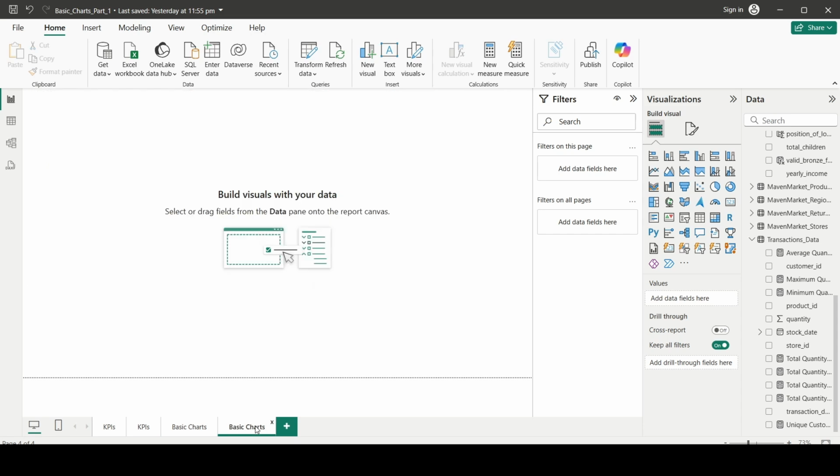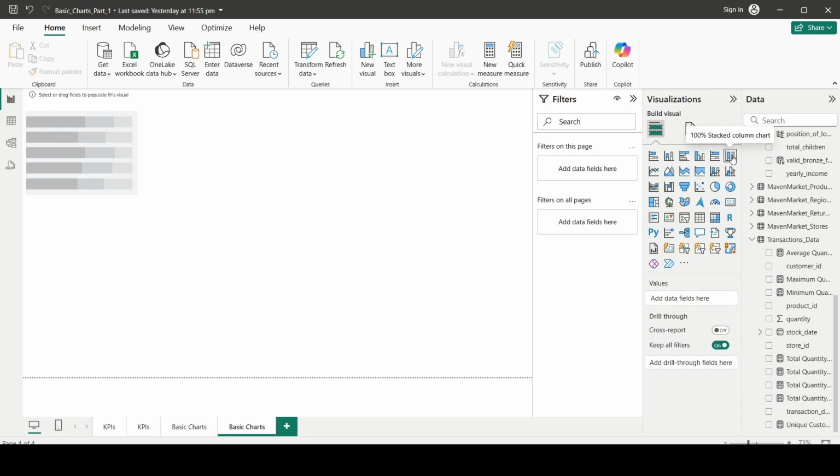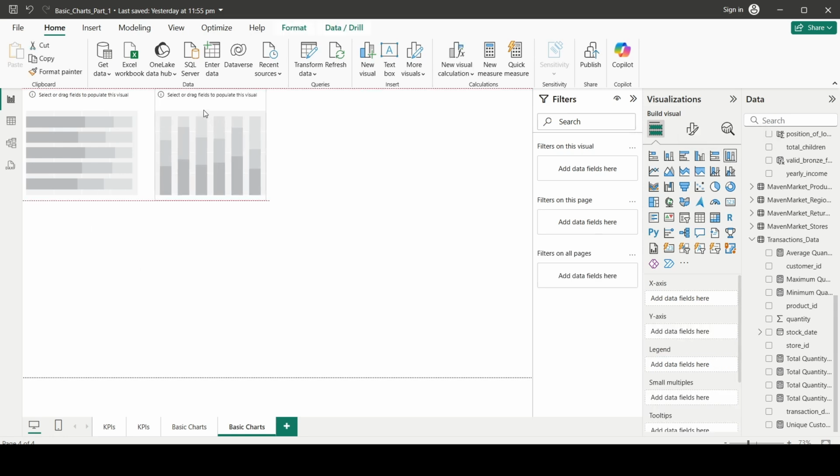Let's go to another page. Now, let's discuss the 100% stacked bar chart and the 100% stacked column chart. The fourth chart in the visualization pane is the 100% stacked bar chart. Click on it. And the fifth chart is the 100% stacked column chart. Click on it. Let's place them side by side. Let me explain what a 100% stacked column chart is.